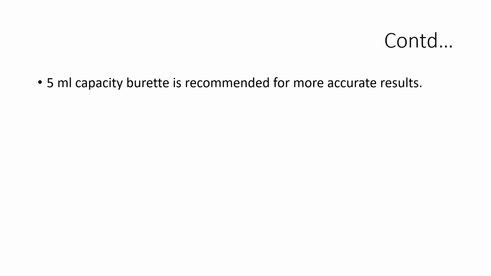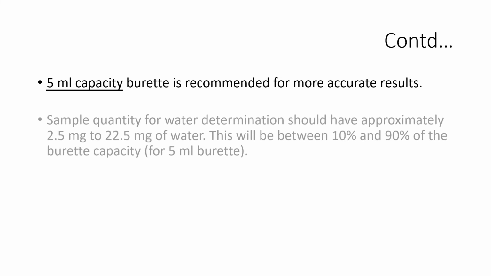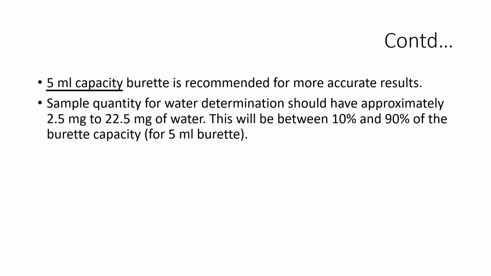A 5 ml capacity burette is recommended for more accurate results. A 5 ml capacity burette with a least count of 0.05 ml is recommended for accurate results. Sample quantity for water determination should have approximately 2.5 mg to 22.5 mg of water. This will be between 10% and 90% of the burette capacity of 5 ml.